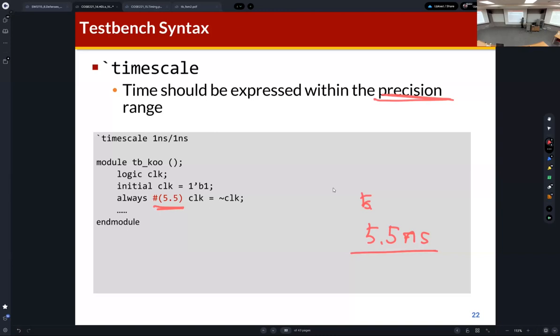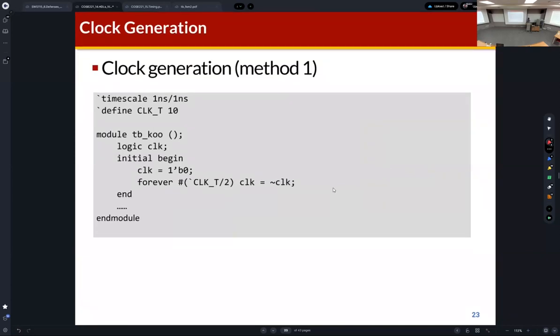But I defined the precision of timing in this module as 1 nanosecond, which means that I can only represent 1 nanosecond units for time, but I use 0.5 nanoseconds. So it's not allowed. Actually, I believe the system below would treat this as 5 nanoseconds. Even though I use 5.5 nanoseconds, I believe the system just ignores the 0.5 because the precision is 1 nanosecond. Okay, so this is the timescale.